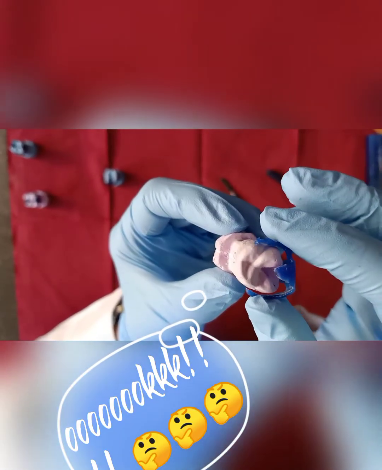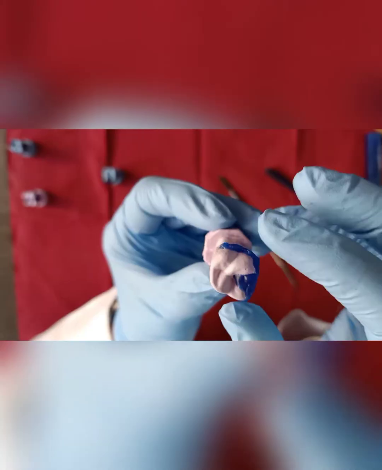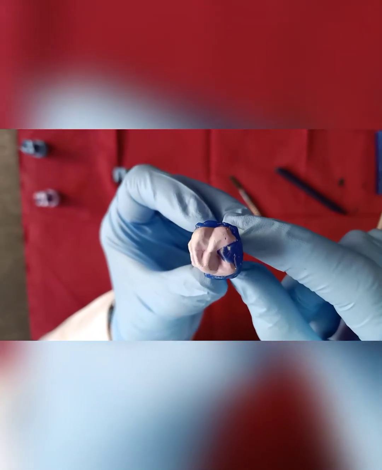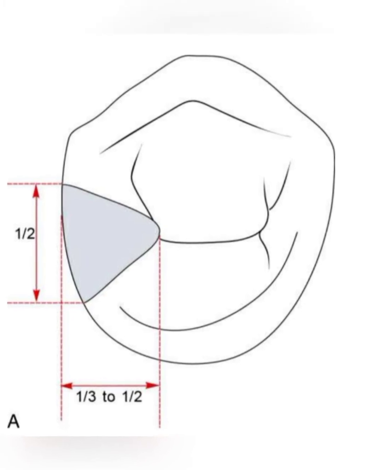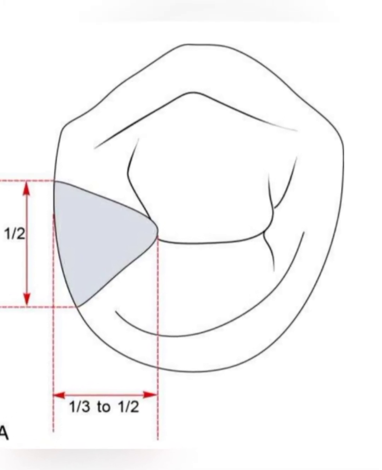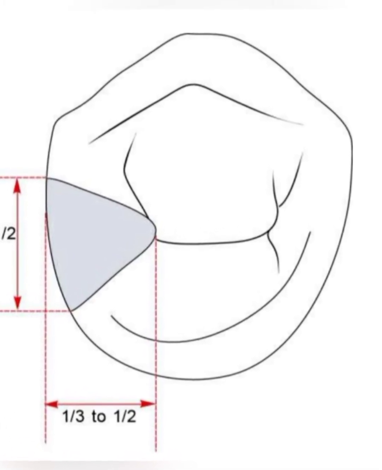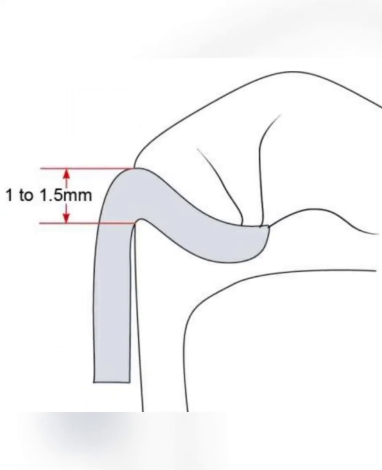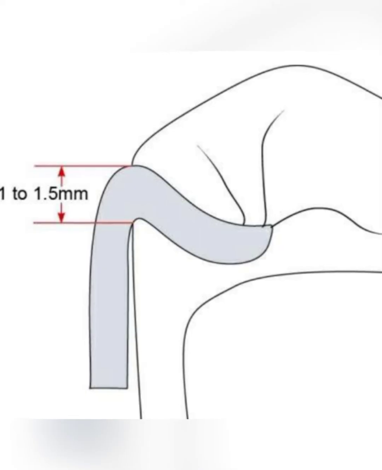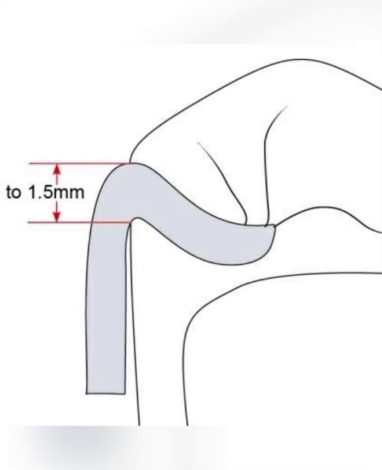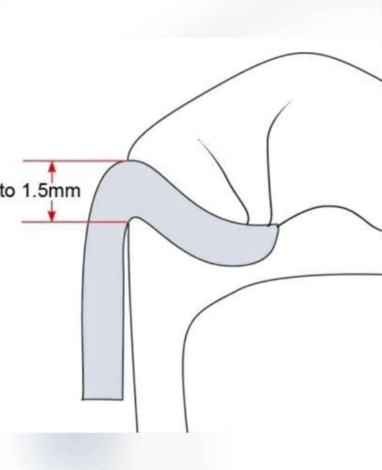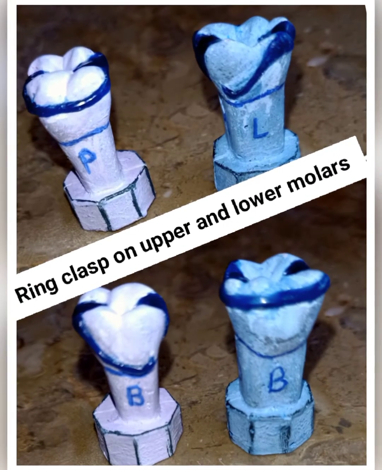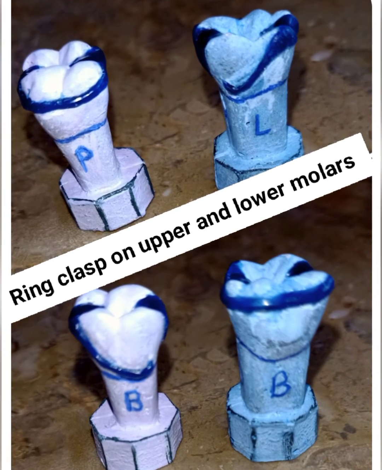Sometimes when the tooth is wet, the wax does not adhere. Take care not to do this. Again, these are the dimensions of the occlusal rest, and this is the proper thickness that we should have in our preparation. And the connection between the minor connector and the occlusal rest should be kept in mind.